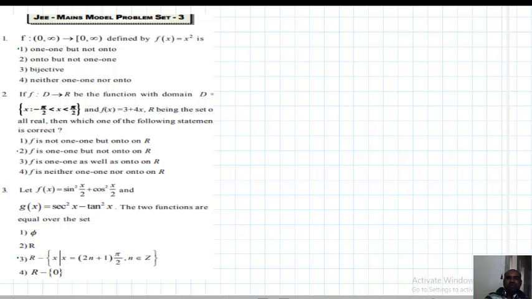So here is the first problem. f maps open 0 to infinity to closed 0 to infinity, defined by the rule x square. This is the function. Now you want to check what type of function this is, one-one or onto. Okay, so students, the best method is the graphical method.